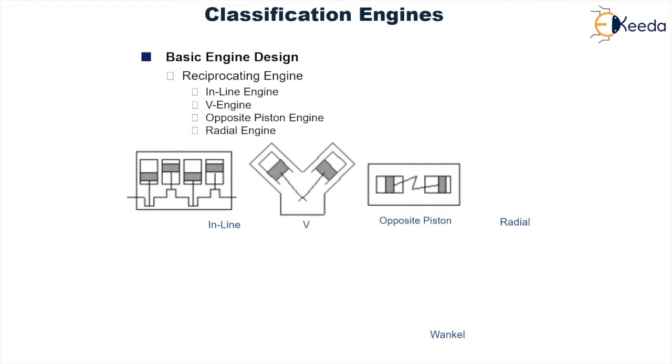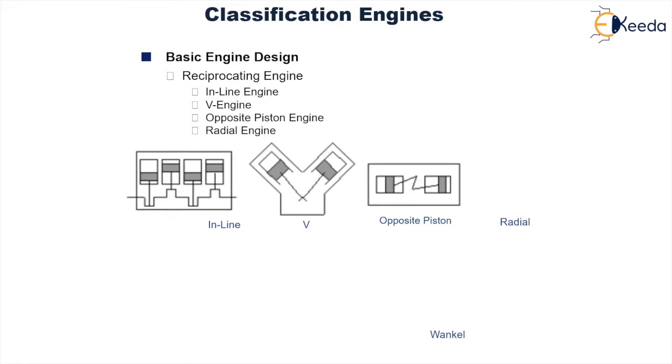These are the examples of inline. As you can see over here, all the combustion chambers, that is the piston and cylinder arrangements, are connected to a common crankshaft, and all these cylinders are in a single line, hence this is called an inline engine.